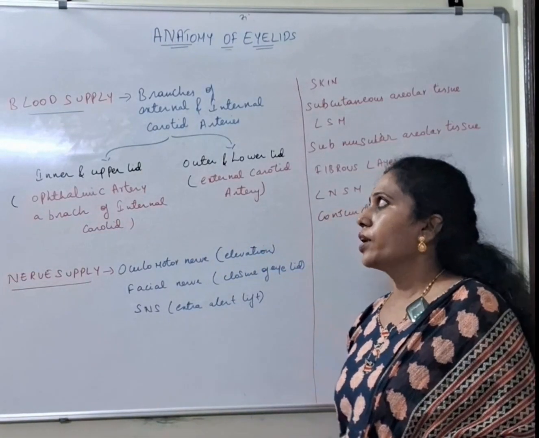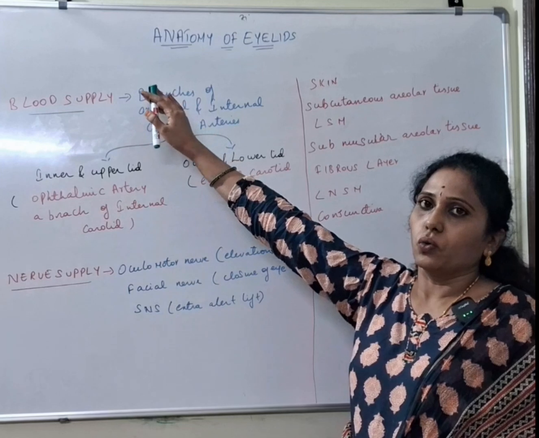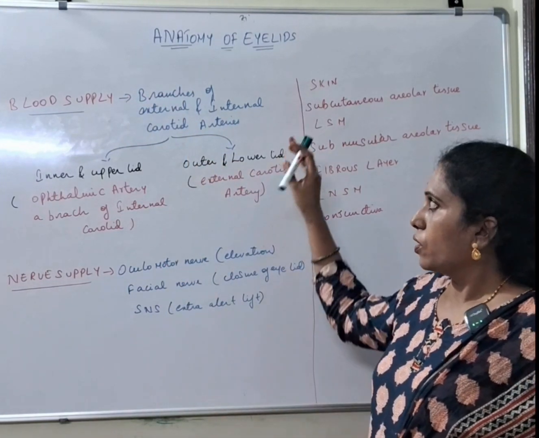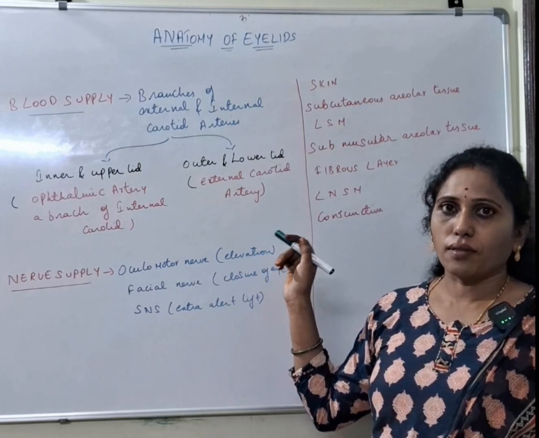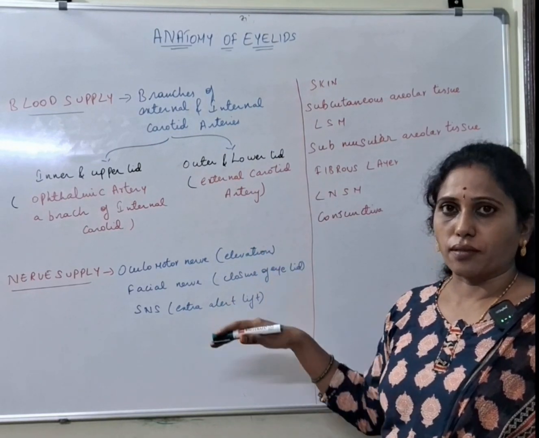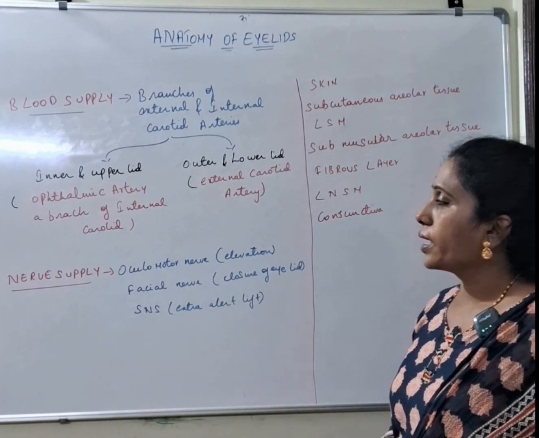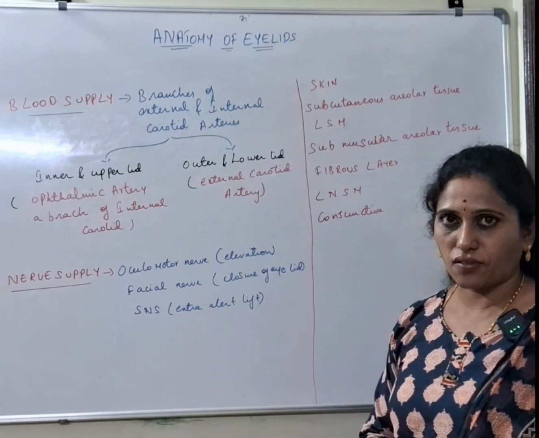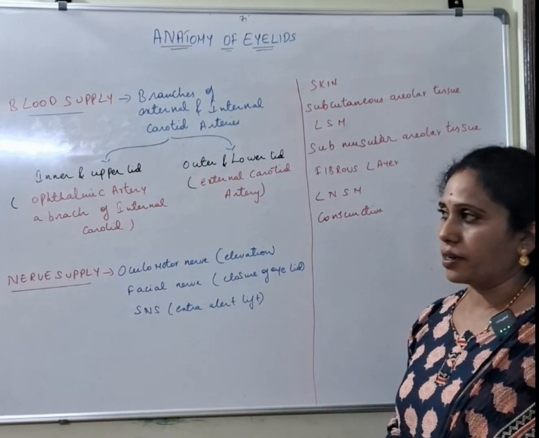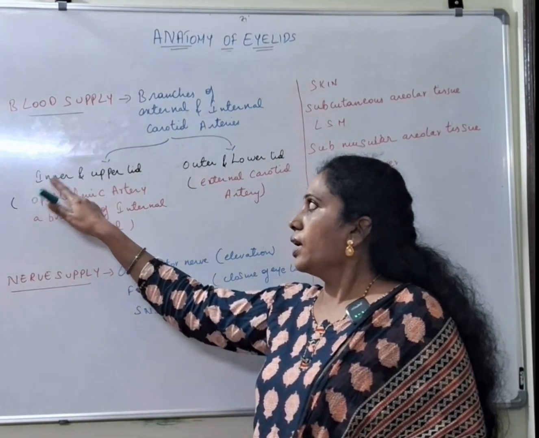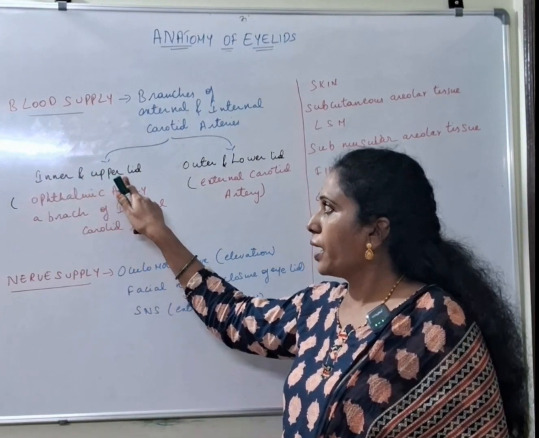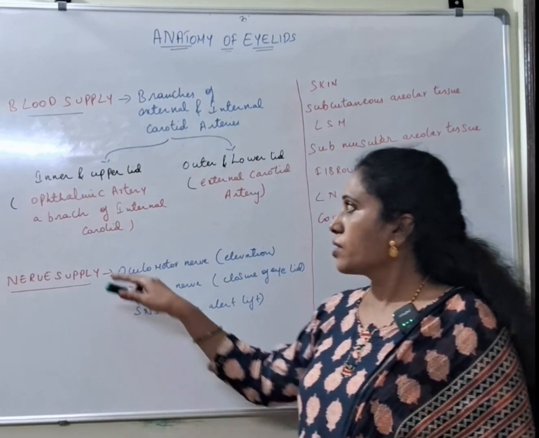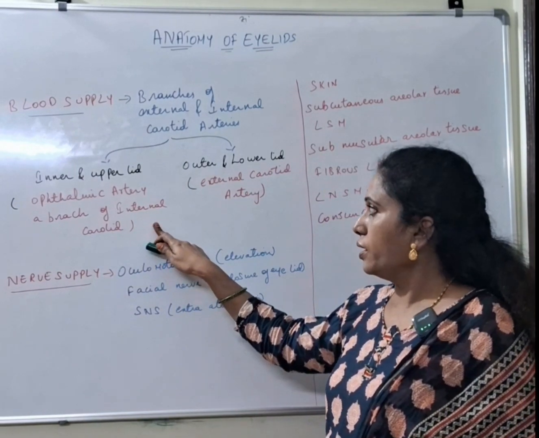So when you talk about the anatomy, unless you complete blood supply and nerve supply, it is incomplete. Whatever the part may be, you should always complete it with the blood supply as well as the nerve supply. And coming to the blood supply of the eyelid, it receives blood from the branches of the external and internal carotid arteries. So the inner and upper eyelid receives blood from the ophthalmic artery, which is the branch of the internal carotid artery.